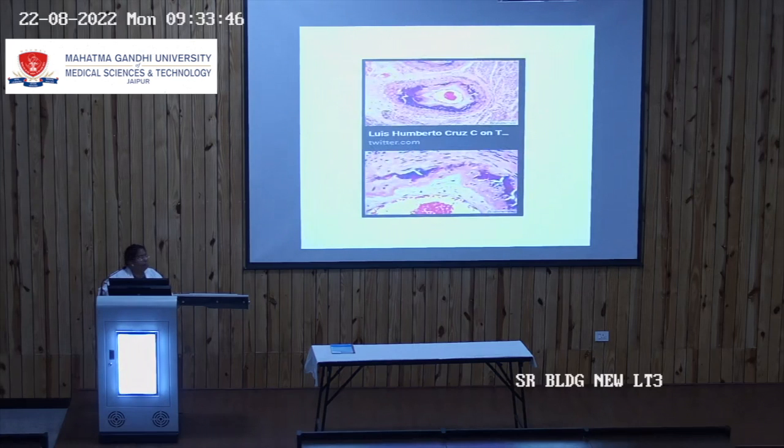Here you can see the purple colored deposition that is occurring. It is in the internal elastic membrane and the lumen is normal. Okay. So when the lumen is normal, the uterine muscles, they are perfused normally and there is no ischemia.